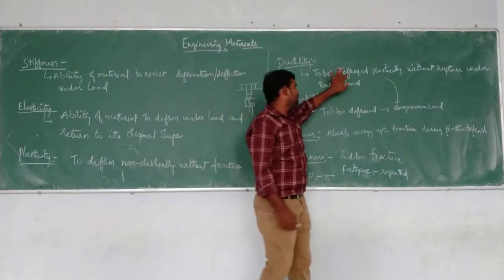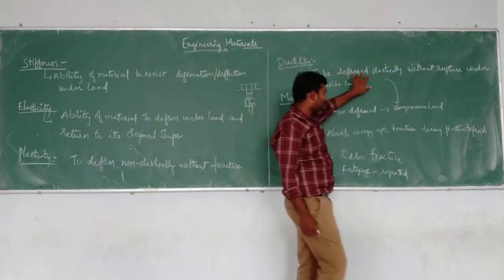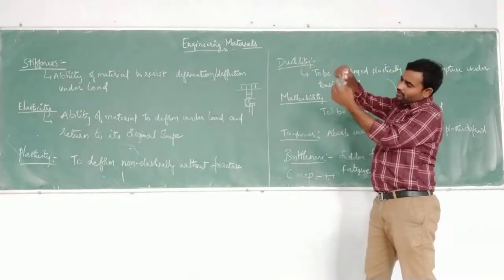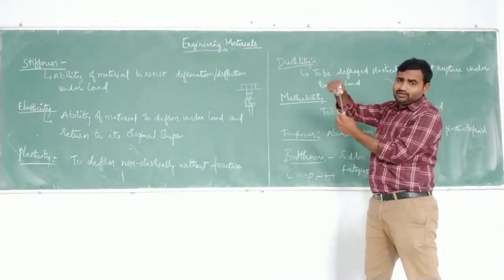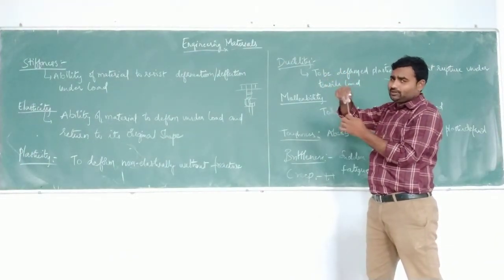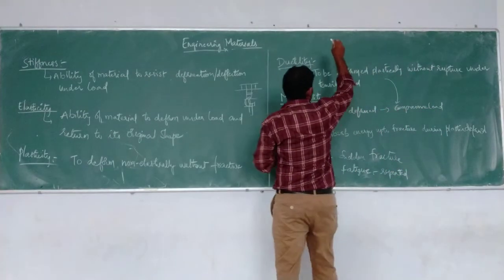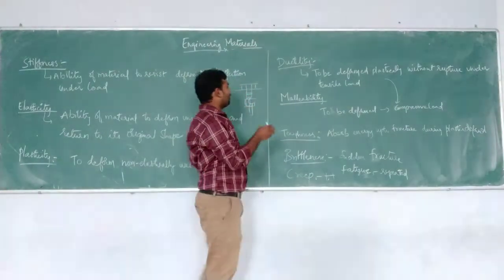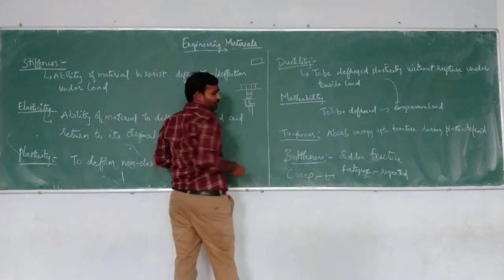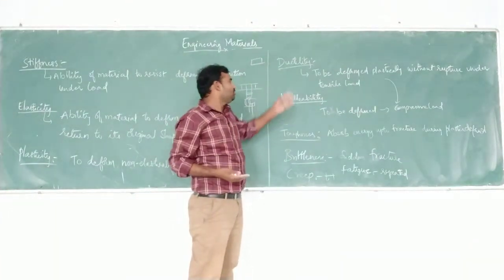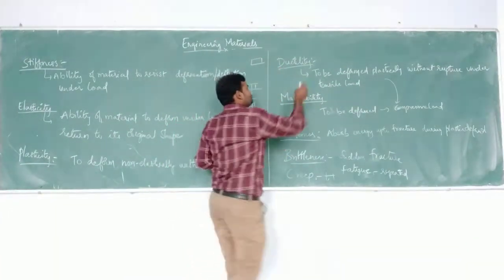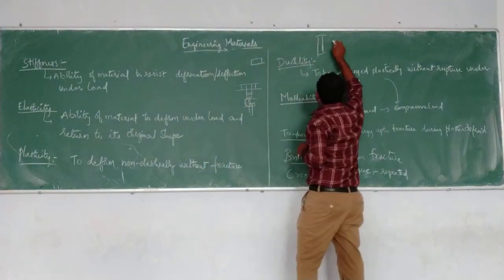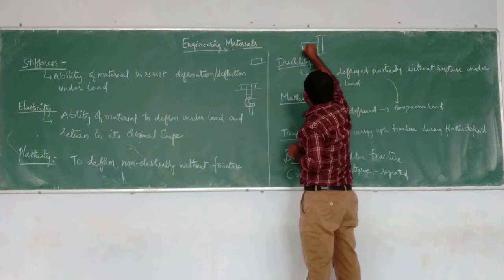Ductility is the ability of the material to be deformed plastically without rupture under tensile load. If you pull, it should come without rupture. The best example is gold ornaments. Gold is actually available in the form of biscuits. In the form of biscuits, what will they do? They will do ductility only in conjunction with the operation called malleability.